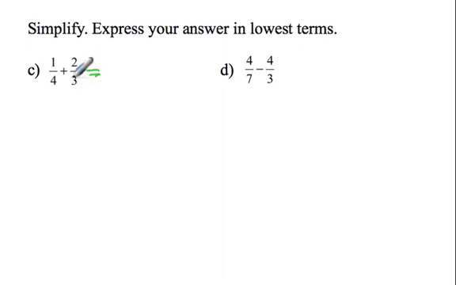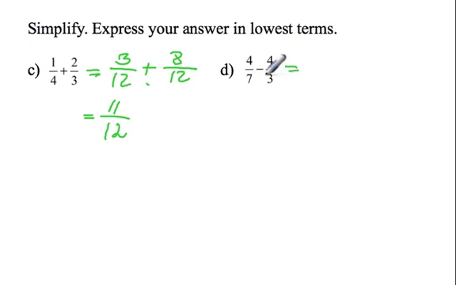Question C, we have different denominators. So what is the lowest common multiple for 4 and 3? And that would be 12. So how can I change 1/4 so that the denominator is 12? Well, if I multiply 4 by 3, I get 12. That means I would have to do the same to the numerator as well. So that's 3. 1 times 3 is 3. Plus 3, to change to 12, I would multiply by 4. So if I multiply 3 by 4, I have to multiply 2 by 4 as well. So that's 8 equals 11/12.